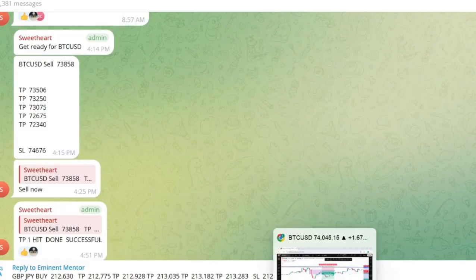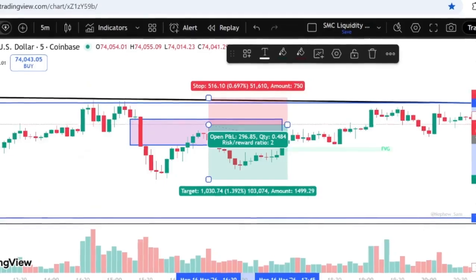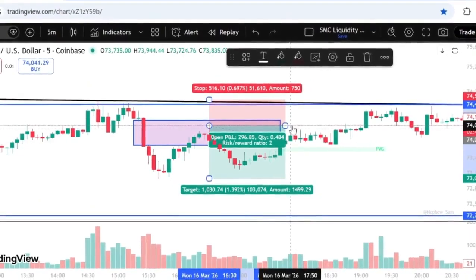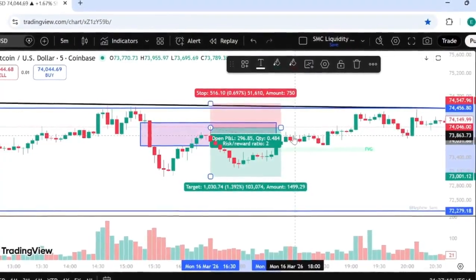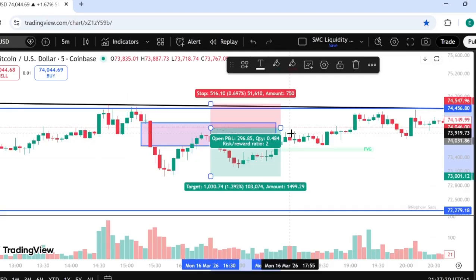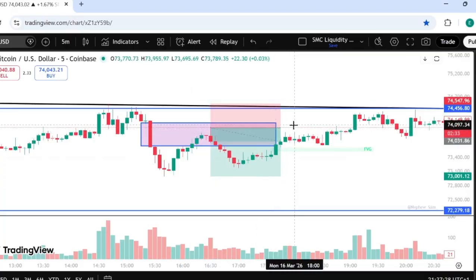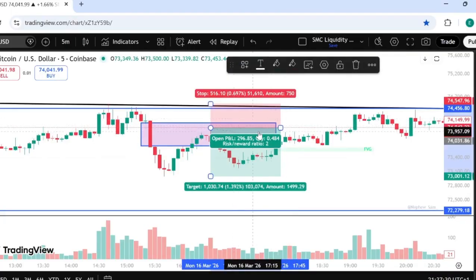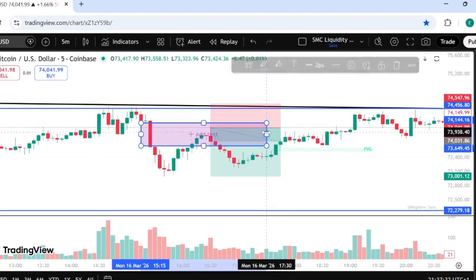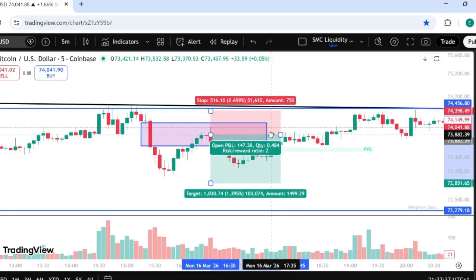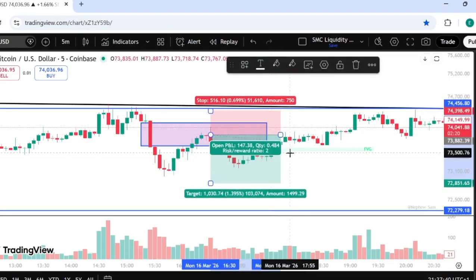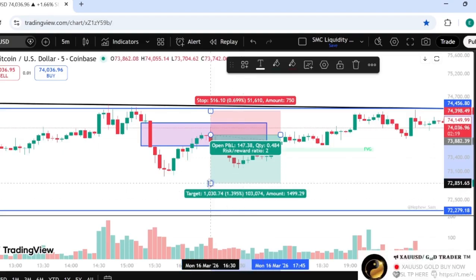I want you to see 73858. This is the place. Just around this area was where I gave them. Let me move it to that point so you can see it directly. $73858. Good. Now that was where I gave them the trade today.